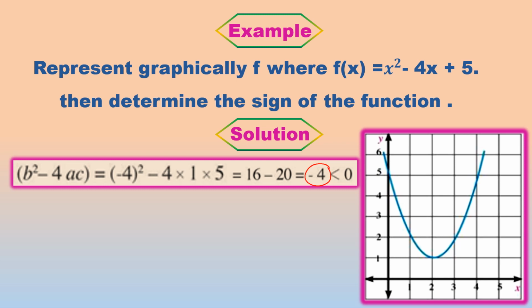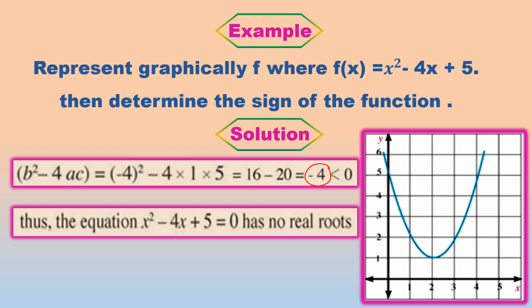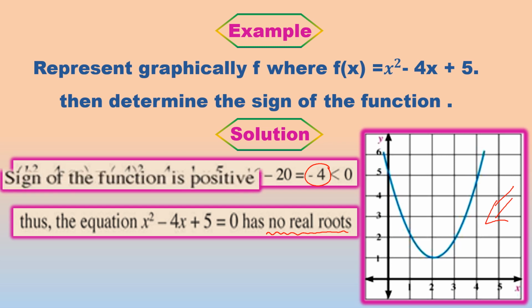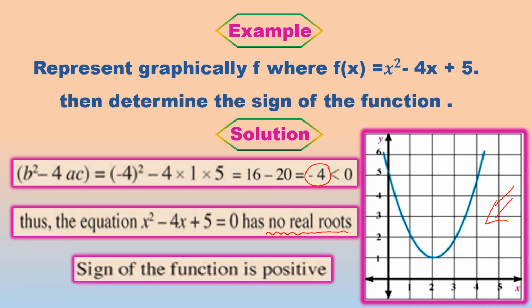That means that the equation x power 2 minus 4x plus 5 equals 0 has no real roots. There is no intersection with the x-axis, as we see in the representation. So the sign of the function is positive. Why is it positive? Because the sign of the coefficient of x power 2 is positive, so the function is also positive. If this sign is negative, the answer is negative.